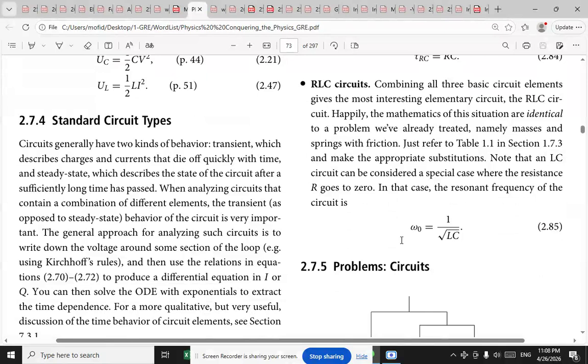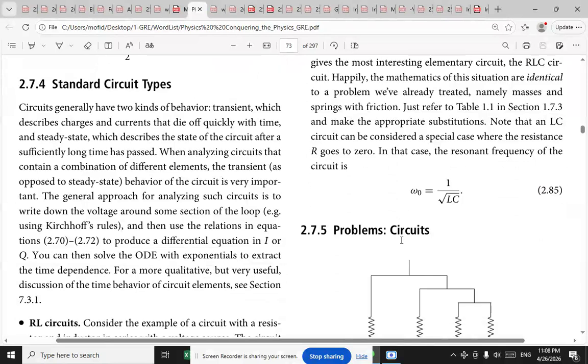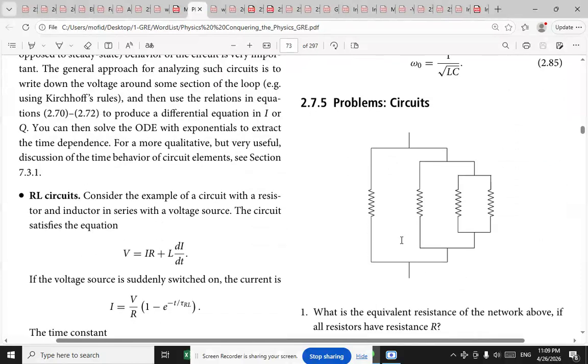The general approach for analyzing such circuits is to write down the voltage around some section of the loop, for example using Kirchhoff's rules, and then use the relations in equations 2.70 and 2.72 to produce a differential equation in current I or charge Q. You can then solve the ODE with exponentials to extract the time dependence. For a more qualitative but very useful discussion of the time behavior of circuit elements, see section 7.3.1.